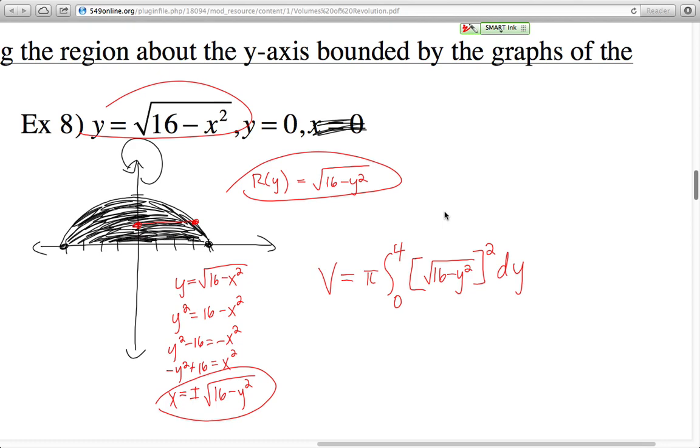Now, if you're doing this by hand, it's great. If you're doing it by hand, this is actually really easy because when you square the square root, what happens to it? It gets rid of it. And then it's a simple power rule.